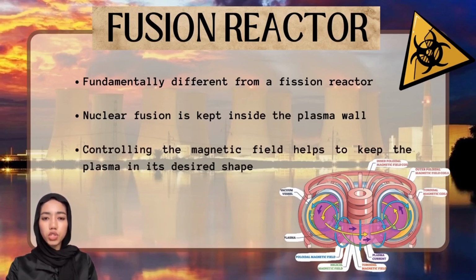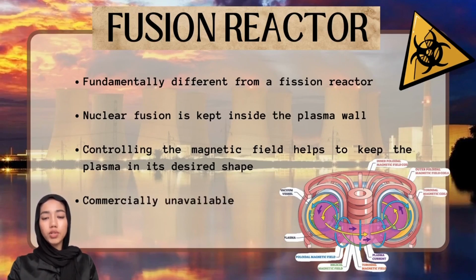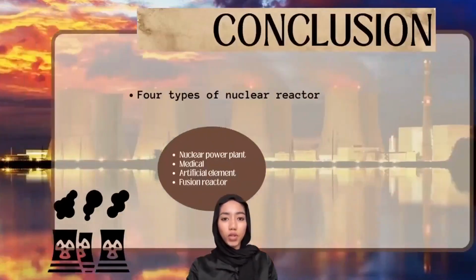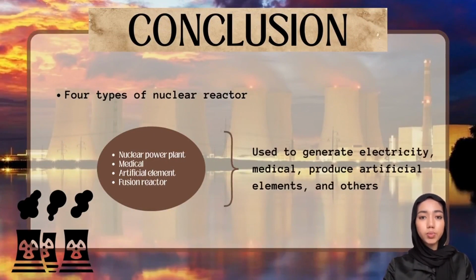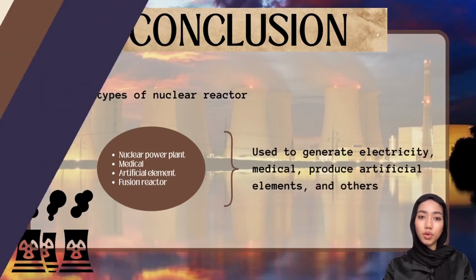However, nuclear fusion is commercially unavailable as it needs a temperature of at least 100 million degrees Celsius, which is 6 times hotter than the core of the sun. To conclude, there are 4 types of nuclear reactors, which are nuclear power plant, medical, artificial element, and fusion reactor. All of these reactors are used to generate electricity, medical, produce artificial elements, and so much more.